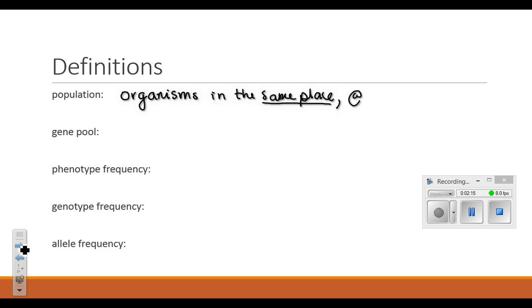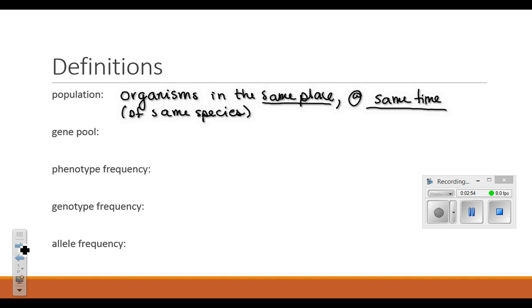No, she's right. At the same time, because I could be at the same place as another organism, but 1,000 years later. And there's one more thing that has to be the same. Same species. So a population is defined by those 3 things. Same place, same time, same species. Now this is important because if you are not the same species as another organism, the chances of you having the same genetic code are pretty low.